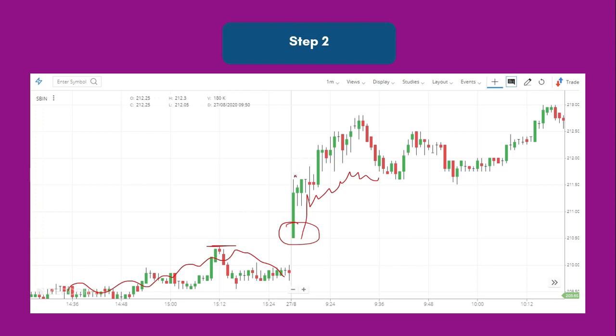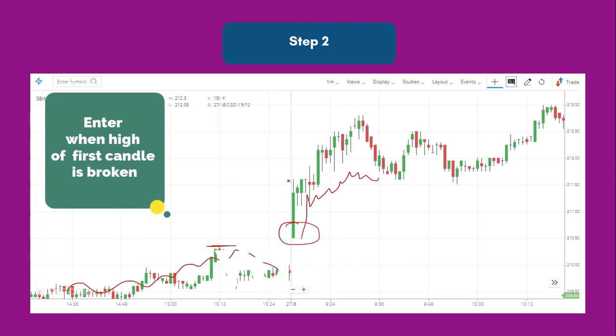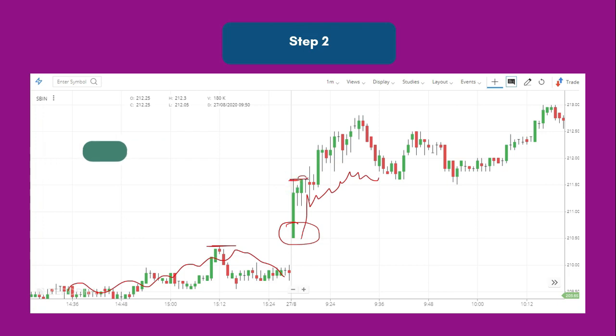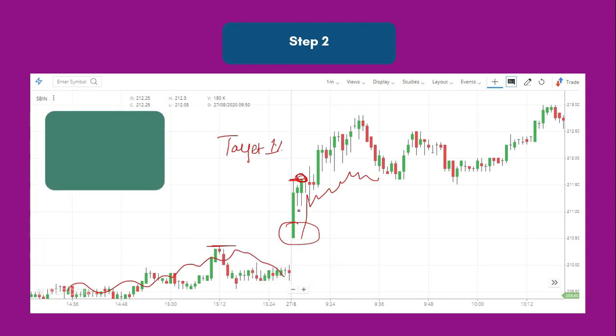Now where do you enter? You enter when the high of the first candle is broken. So let us say the high of the first candle is this. So this is broken in the third candle. So you buy somewhere here, and the target is 1%. 1% is a target. That is why the name of the strategy is 1%. So the target is 1%. The stop loss is either the low of the first candle or 1%, whichever is lower, right?